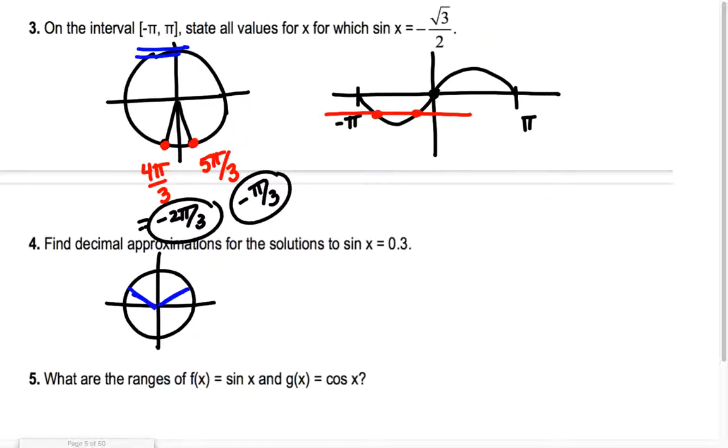Okay, so what mode do I need to be in? Radians, so change your mode to radians. Hit mode, highlight radians, and hit enter. And I'm trying to solve sine of x equals 0.3. So I'm going to do x equals inverse sine of 0.3. When I do, I get x is equal to 0.305. Okay, that's a radian measure.